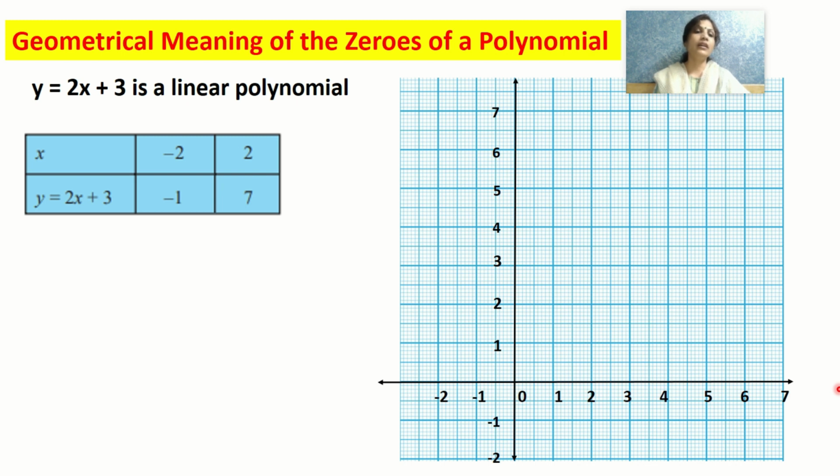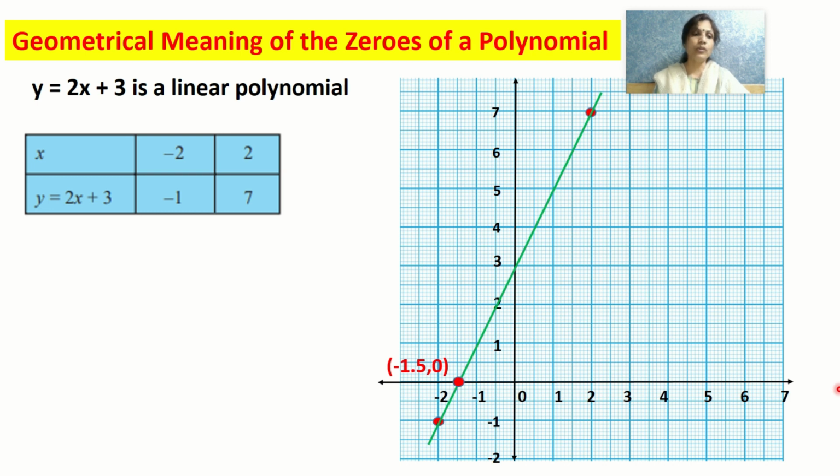Now suppose I draw the graph of these particular values for x and y. Our first coordinate is minus 2, minus 1. So we'll mark it like this. Then 2, 7. And if I draw a line passing through these 2 points, it is a straight line because it is a linear polynomial. Please see this point where the graph intersects the x-axis. That point is minus 1.5. So at minus 1.5, 0, the line intersects the x-axis, and if I put x is equal to minus 1.5 in the given polynomial, I'll get the value of the polynomial as 0.